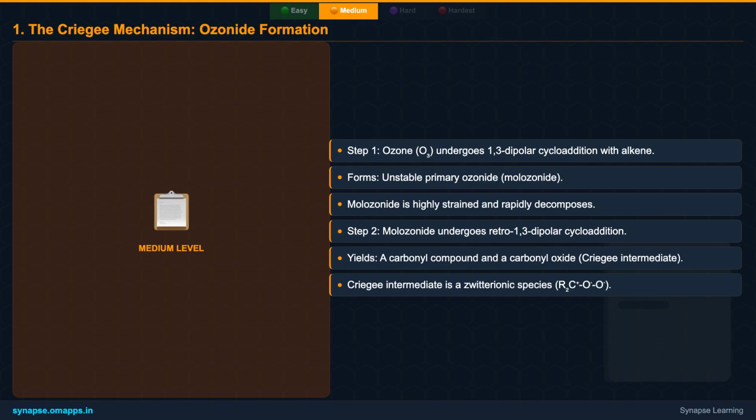This molozonide is extremely reactive and quickly rearranges. This rearrangement involves a retro 1,3-dipolar cycloaddition, where the molozonide breaks apart into two fragments, a carbonyl compound and a highly reactive species called a carbonyl oxide, also known as the Criegee intermediate. Understanding this initial formation and rapid decomposition is key to grasping the reaction's overall pathway.